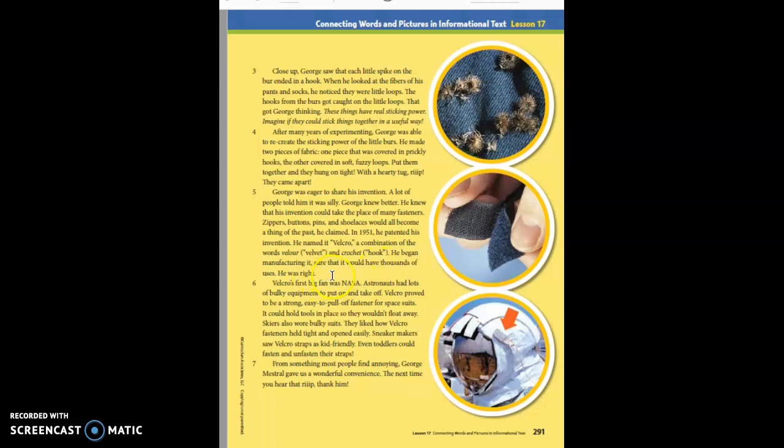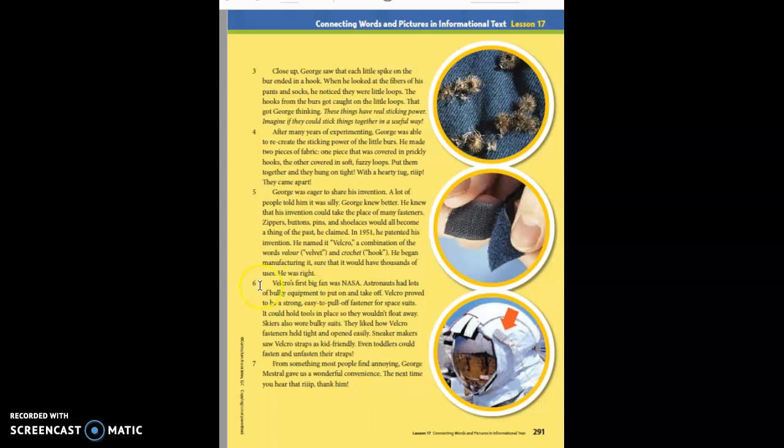He began manufacturing it, sure it would have thousands of uses. He was right. Right now, this sentence really sounds like an opinion statement to me. Well, maybe let me clarify that. Not necessarily an opinion statement. If Velcro has 1,000 uses, it sounds like it's very important at this point. So not an opinion statement, but it sounds like the author is writing this to emphasize that Velcro is important because it has so many uses.